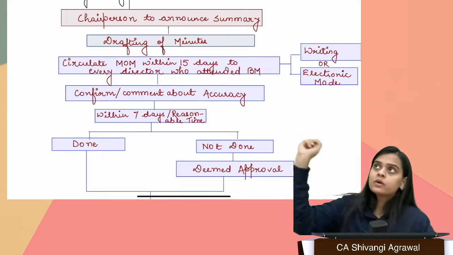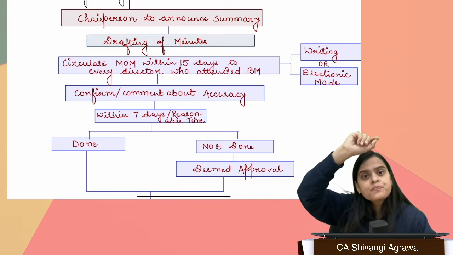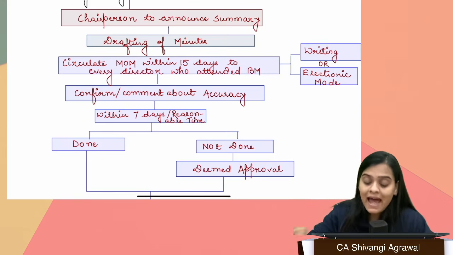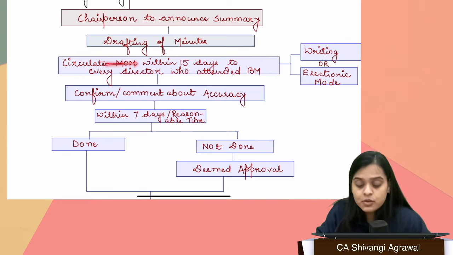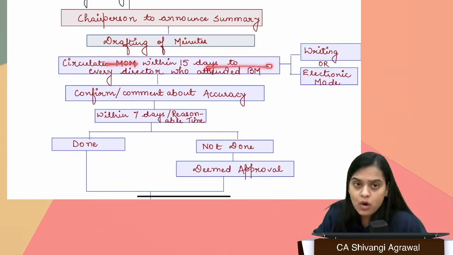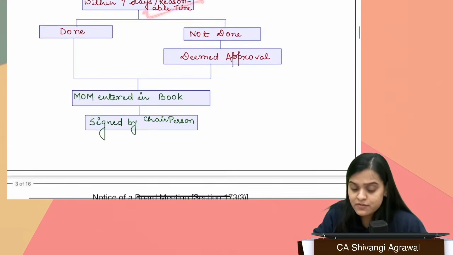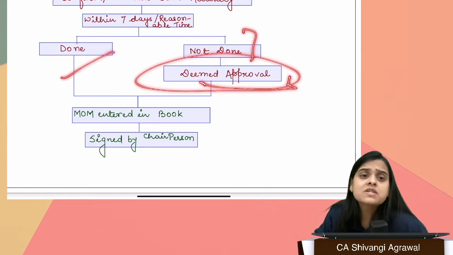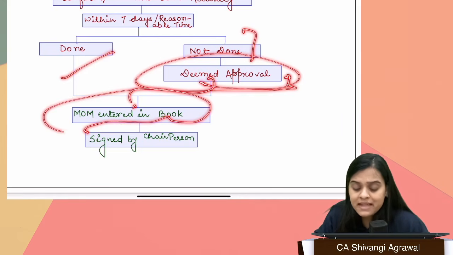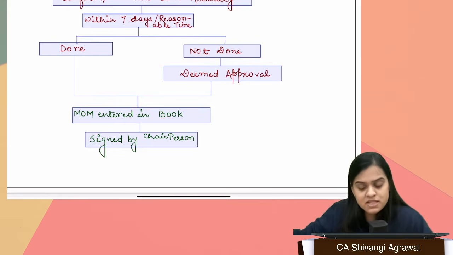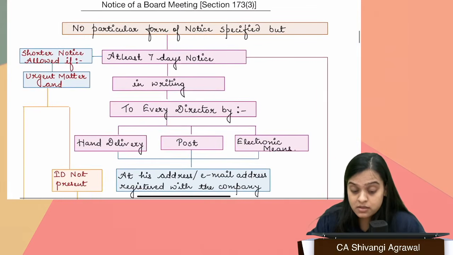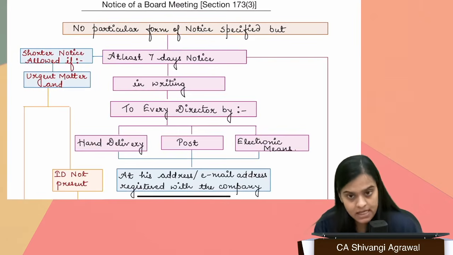Once the meeting gets over, the draft is going to be circulated to all the directors, and they confirm. It is circulated within 15 days. They confirm the accuracy, and they have to reply within 7 days. If they reply within 7 days, great. If they do not reply, it is going to be deemed approval. Thereafter, the minutes are entered in the minutes book and signed by the chairperson. So that is how the entire procedure is. Okay.